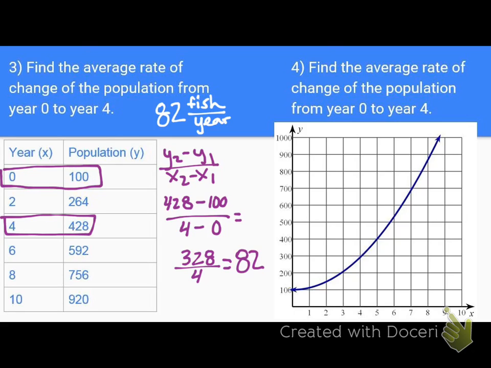I'm going to look at what's happening at year 0 and year 4. Again, it's asking me the same question, but it's a different population, and they're giving me a graph now instead of a table. So the numbers are going to be a little different. But I see at year 0, I also start with 100, but then at year 4, I end up with 300. So I can actually just count the spaces here, right?